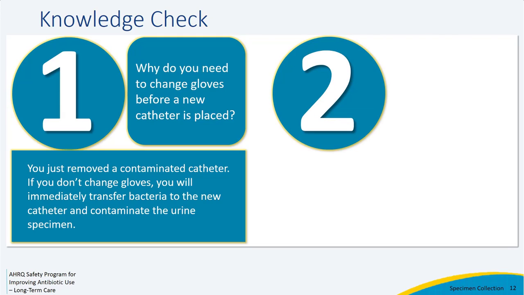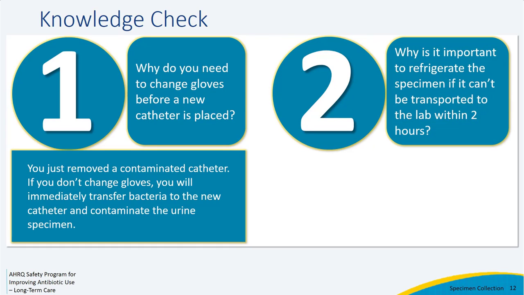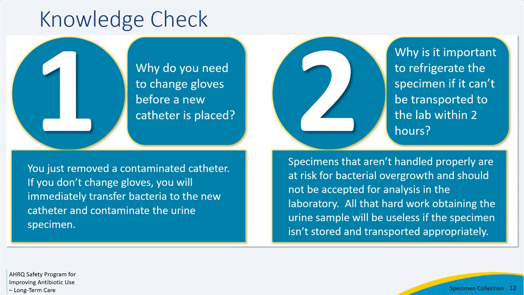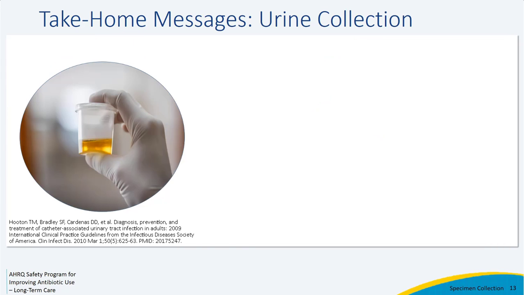the urine specimen. Second, why is it important to refrigerate the specimen if it can't be transported to the lab within 2 hours? Specimens that aren't handled properly are at risk for bacterial overgrowth and should not be accepted for analysis in the laboratory. All that hard work obtaining the urine sample will be useless if the specimen isn't stored and transported appropriately. Here are our take-home messages regarding good urine sample collection.